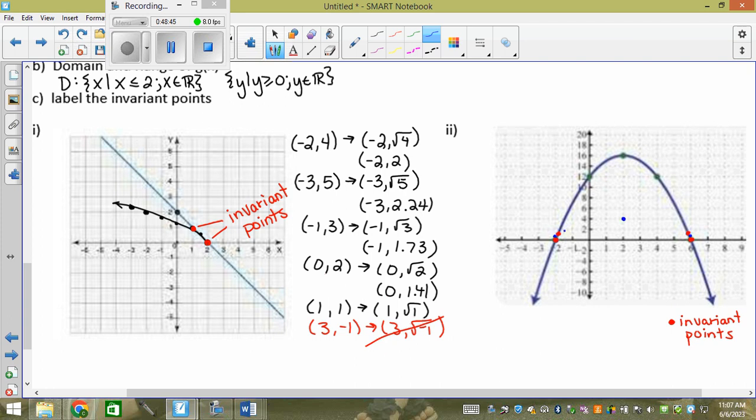4 drops down to 2. 9 would drop down to 3. Remember, you do that raining down. 9 would drop down to 3. And we could get way more points in there, couldn't we? If we wanted to.